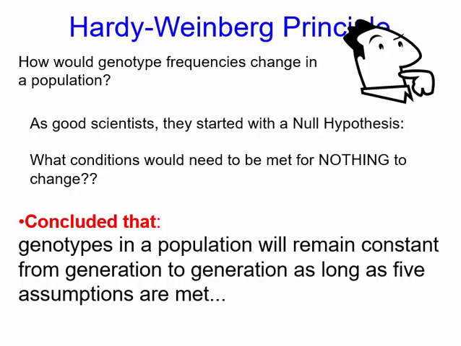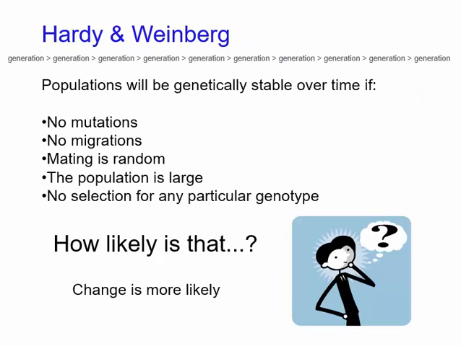So taking this genotypic information, allele frequencies and genotype frequencies, they asked, what would have to happen for this to stay stable over time? And they said there are five things that would have to happen for these genotype frequencies to stay the same over time. The assumptions they made were these five things. There would have to be no mutations, right? Because if you have a mutation, you have a new allele. That definitely changes your allele frequencies. You had 2 alleles, now we have 3. That's going to change your numbers. No migration. We'll see why that's important. Mating is random.